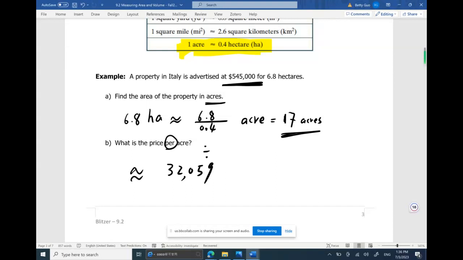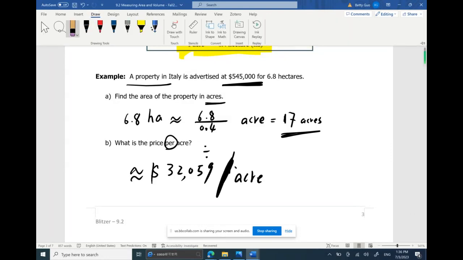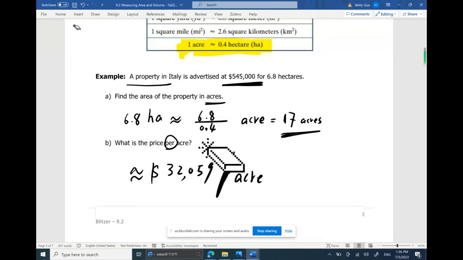32,059 dollars per acre. Okay, it just doesn't specify what kind of property, with fixtures, with buildings on it, or just the land. As the land is pretty expensive, 1 acre.